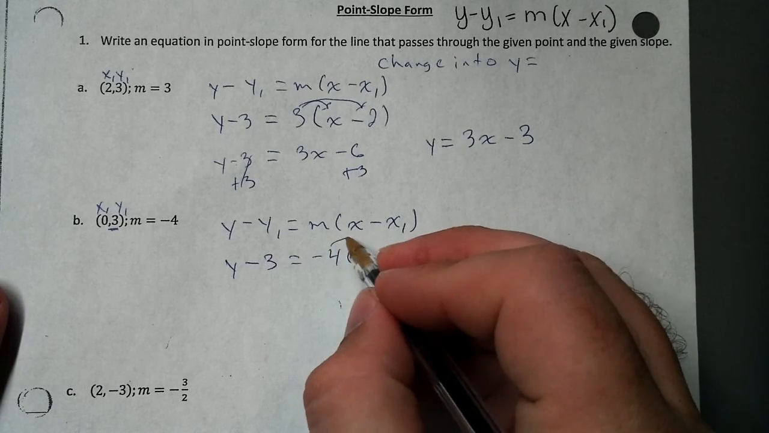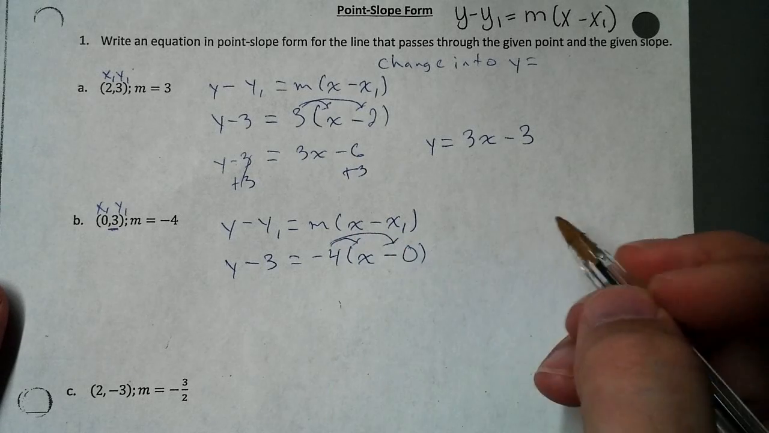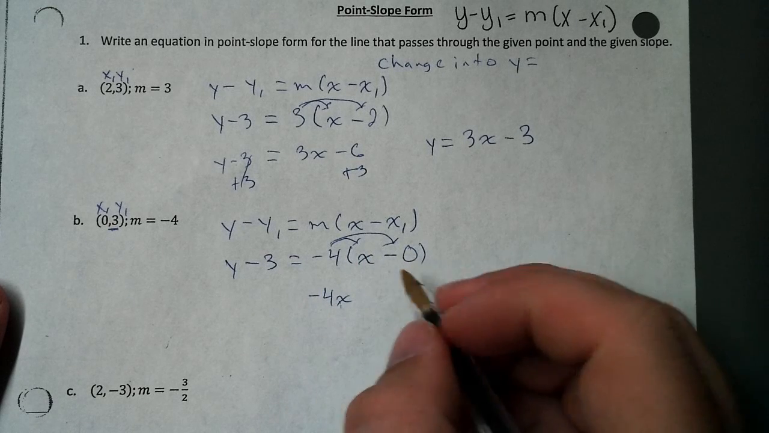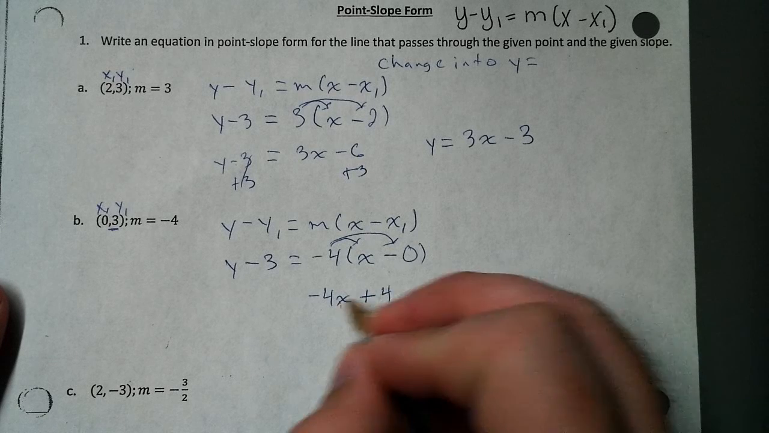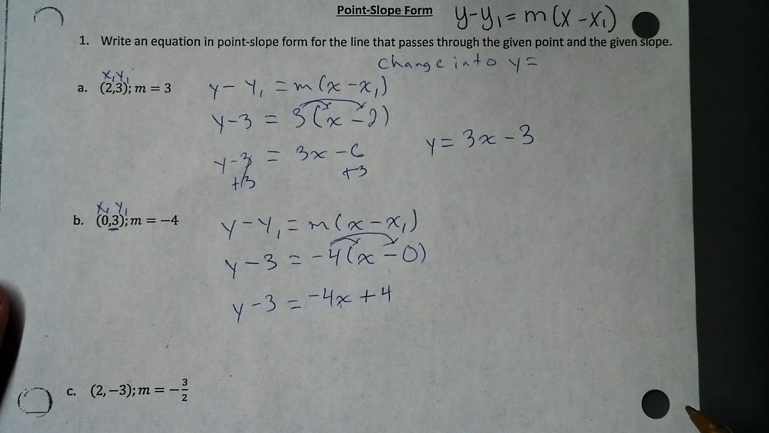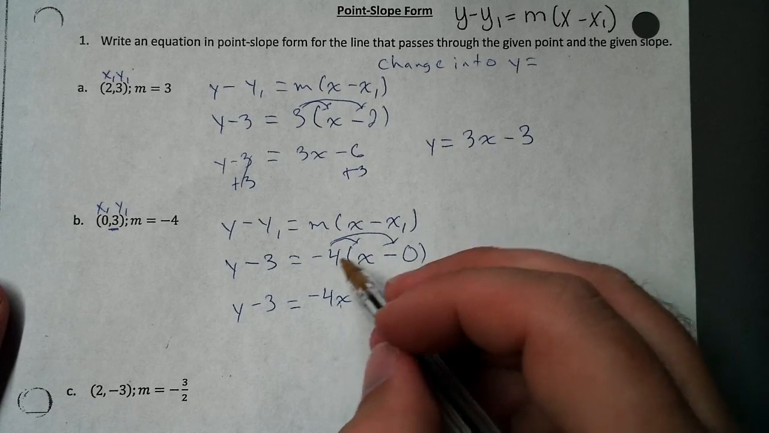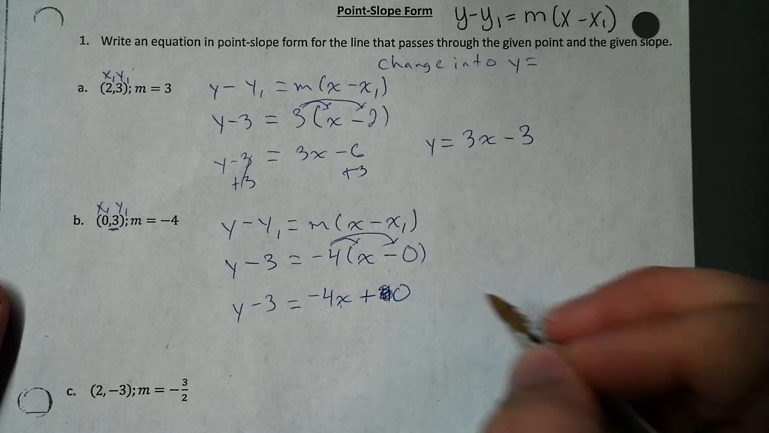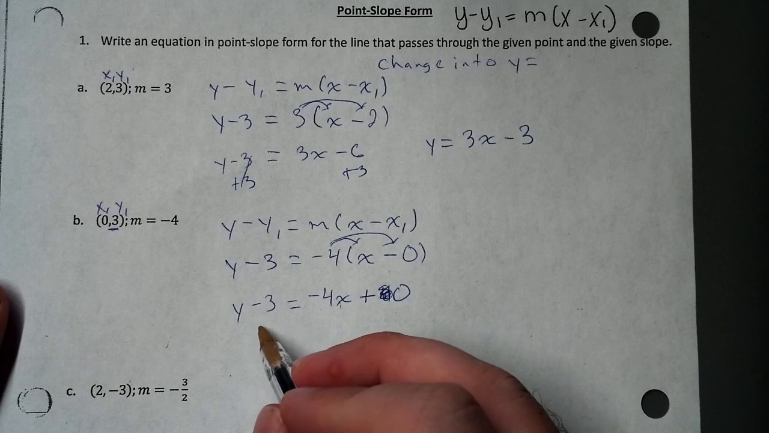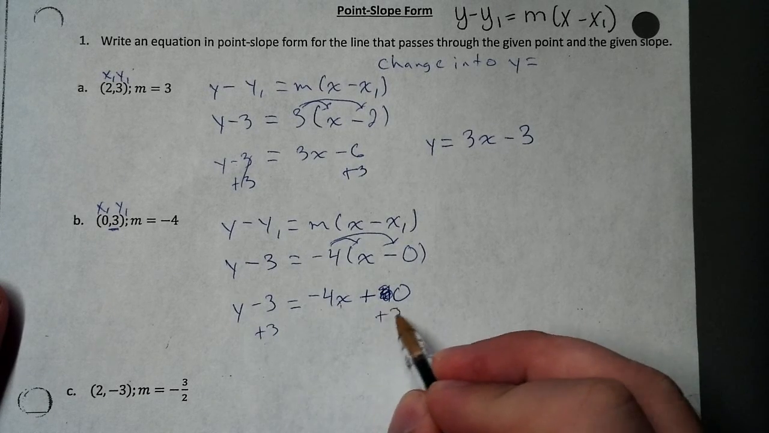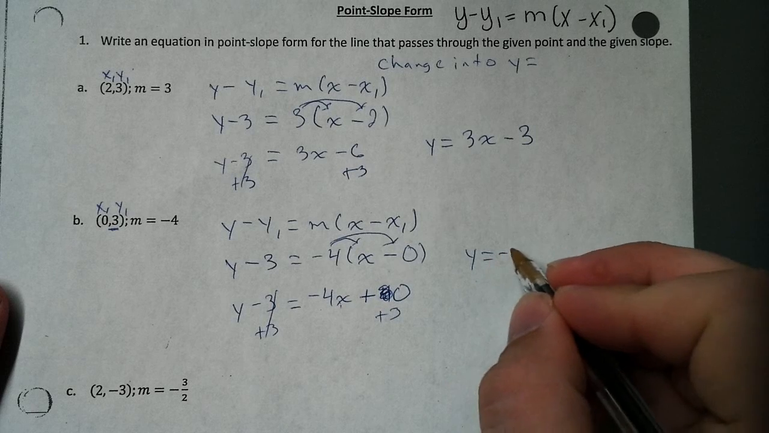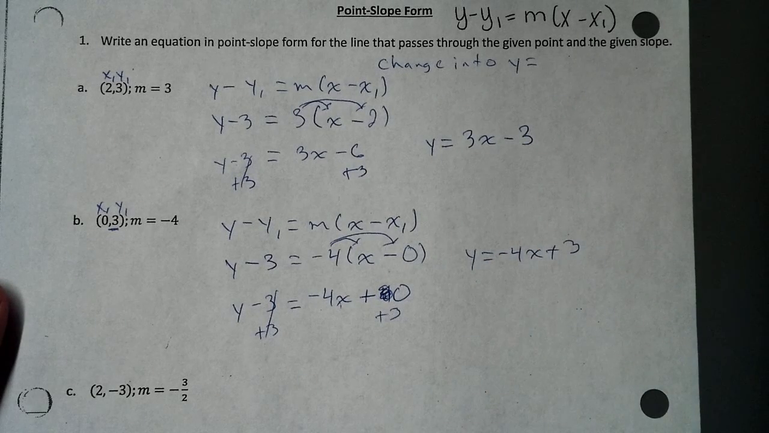Next step, distribute. Negative 4 times x, and negative 4 times minus 0. Negative 4 times x is negative 4x. Negative 4 times minus 0 is going to be plus 4. Correction. Anything times 0 is 0. Sorry about that. Now we need to get y by itself. Add 3, add 3. 0 plus 3 is going to give me 3. So I get y equals negative 4x plus 3. Sorry about that. I had a little brain fart.